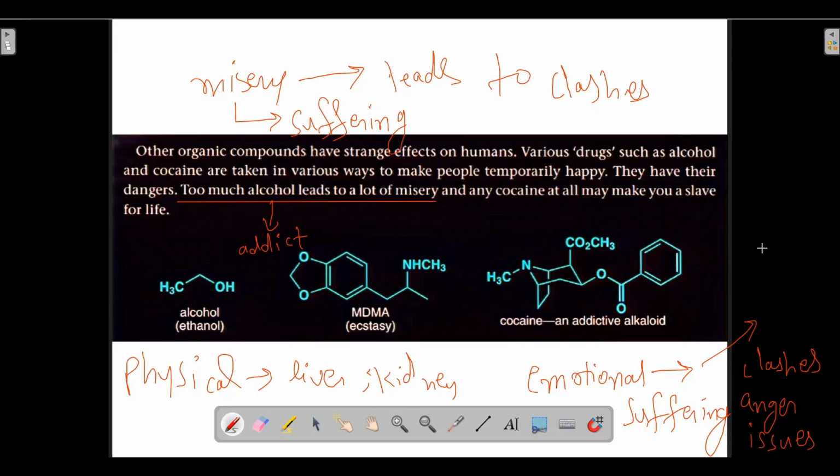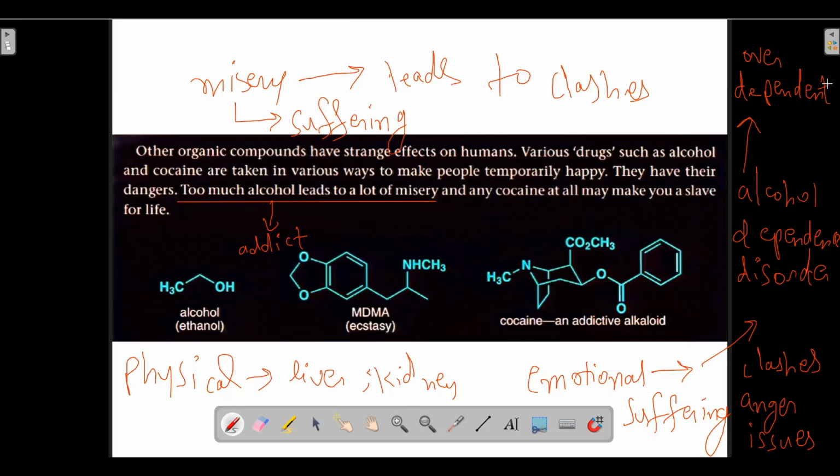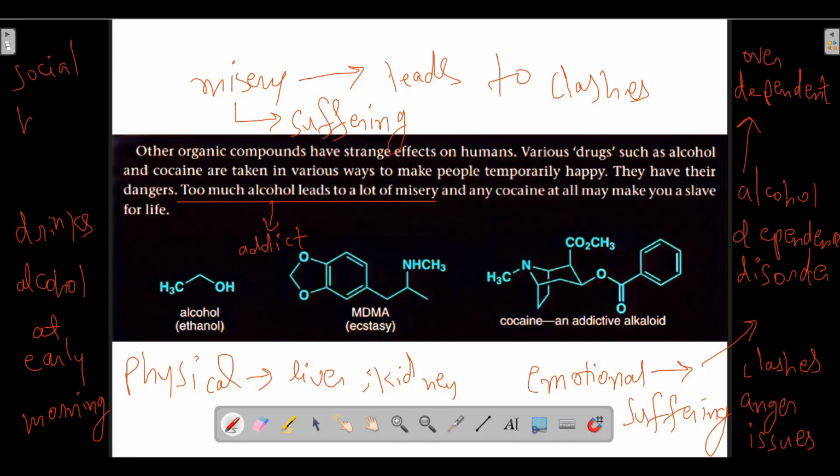And also alcohol dependence disorder might happen. In this disorder, a person becomes over dependent on alcohol, and because of that, he drinks alcohol even in the early morning. So because of this, what happens? Suffering increases, because people might also socially boycott you. Social boycott of such a person is possible.